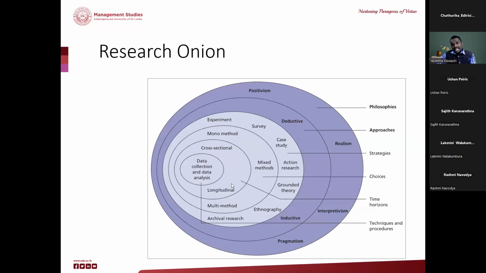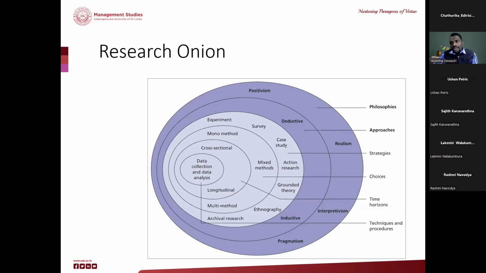Cross-sectional means you collect the data at a single point in time, whereas in longitudinal studies you collect data more than once over the time horizon, with a purpose, in order to see whether there is a change after an incident or after a manipulation. Then in the middle, you can see data collection and data analysis. The research onion helps you to understand the entire research you conduct.